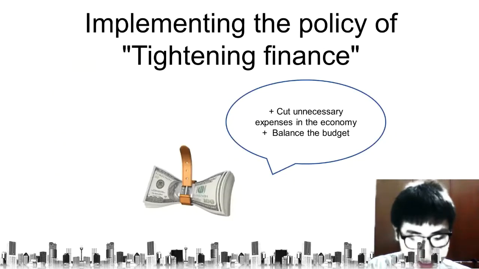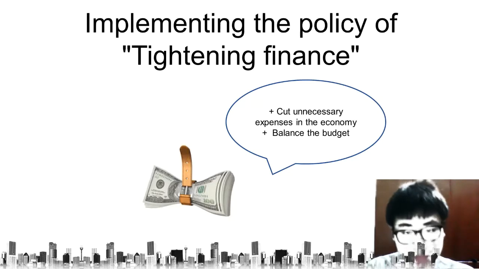The next is implementing policies of tightening finance: cut unnecessary spending in the economy, balance the budget and cut spending as much as possible. For example, reducing government consumer demand, limiting wage increases, and reducing the spending demand of the population.